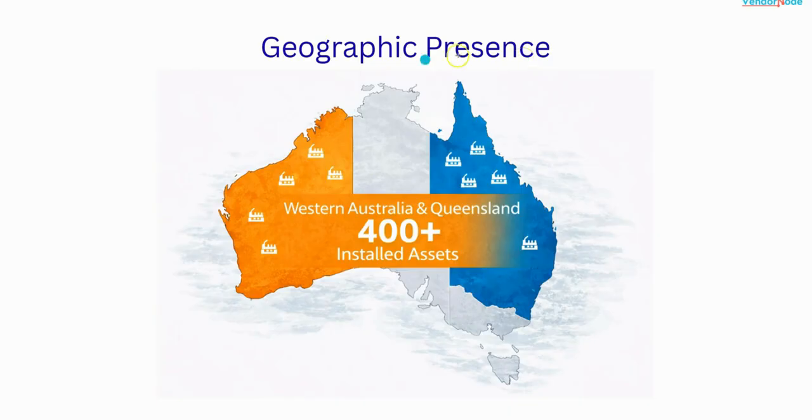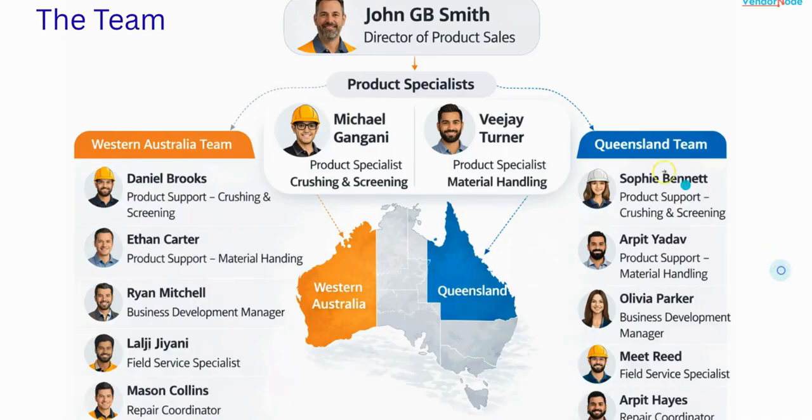Their geographical presence: they have 400 assets operating within WA, Western Australia, and Queensland combined. And this is what their team looks like. John Smith is the director for product sales. The product specialists are Michael Gangani and Vijay Tana. Michael looks after crushing and screening, and Vijay looks after material handling. And these are the teams operating within Western Australia and the team within Queensland.